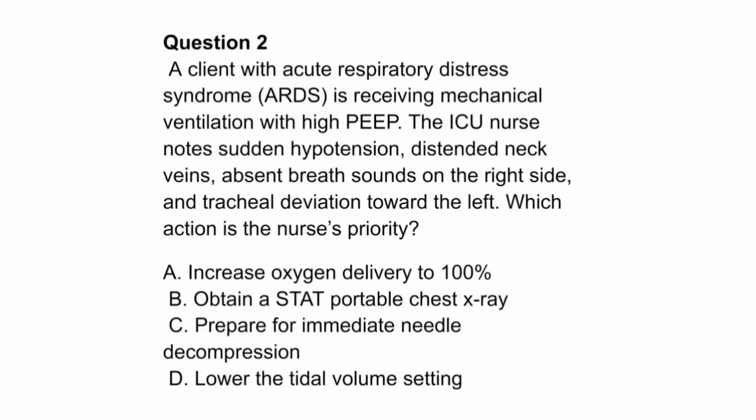Question 2. A client with acute respiratory distress syndrome, ARDS, is receiving mechanical ventilation with high PEEP. The ICU nurse notes sudden hypotension, distended neck veins, absent breath sounds on the right side, and tracheal deviation toward the left. Which action is the nurse's priority?